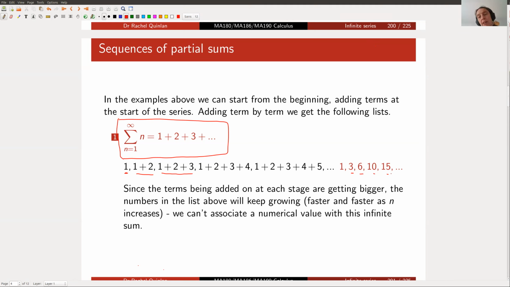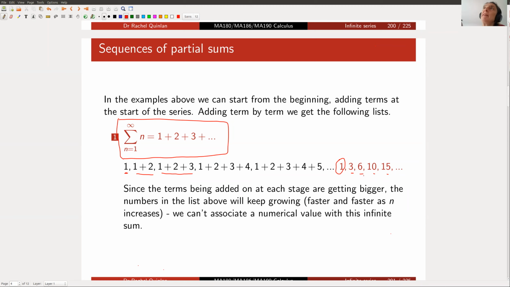In this particular instance, where our series has terms 1, 2, 3, 4, etc., the first partial sum, which consists of the first term only, is 1. The second partial sum is 1 plus 2, that's 3. The third one is 6, 1 plus 2 plus 3, and so on. So associated to any series, you have a sequence of partial sums. That's a sequence, it's just a list of terms.